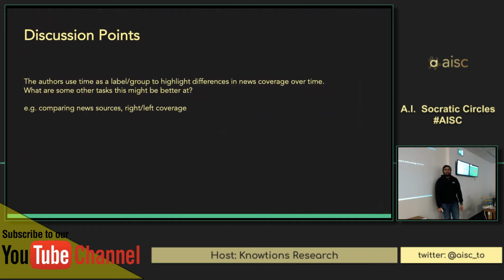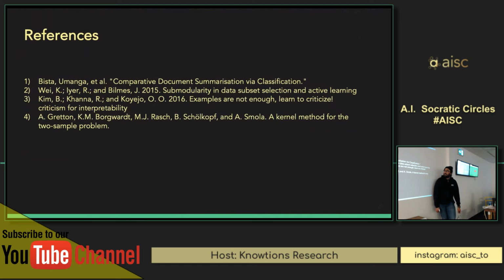Another important point, this is more of a thing that I'd have liked to see. What other ways of dividing the two documents can this really work well on? Time is the one that they focused on. We could focus on something else, like whether it's right wing or left wing, or whether it's about a particular player, if it's positive or negative, or any other kind of thing. And that'd have been nice to see. These are the references. Questions?